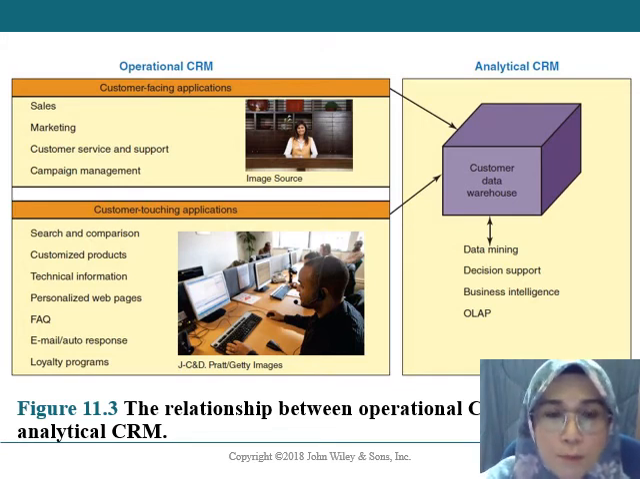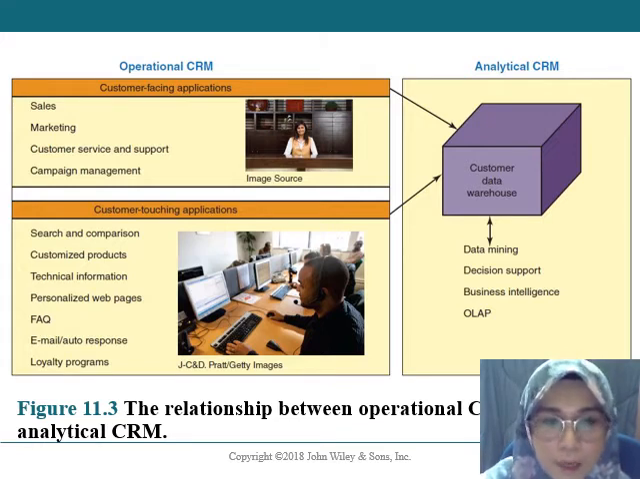So this one made by the manager or CEO lah, sama ada diorang nak proceed nak buat business diorang macam mana based on the targeted customer yang diorang dah dapat result from the data mining, ataupun diorang gunakan business intelligence and they are using OLAP. So as you can see dekat operational, so kita ada customer facing application and also we have customer touching application.